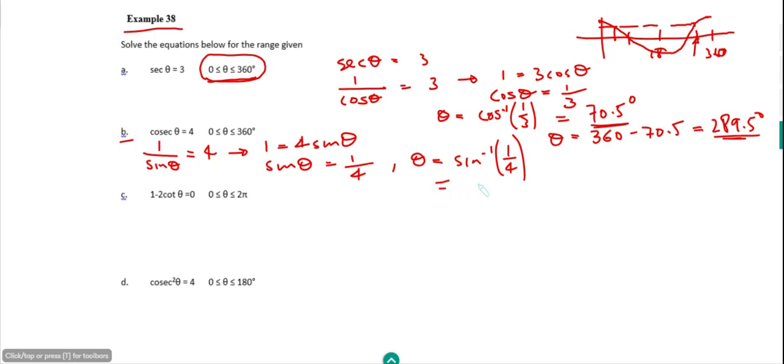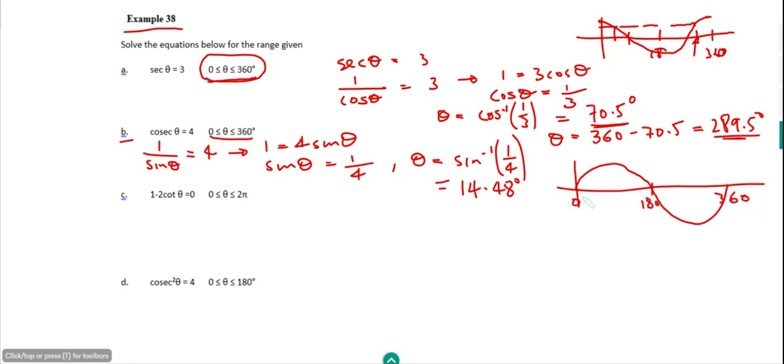If we then find that value, the calculator will give us 14.48. And because we're looking for values in a range, we need to draw the graph again. The sine graph looks like this: 0, 180, 360. The value our calculator's given us is this one, 14.48. But in our range, we've got another solution, which is here. By symmetry, this solution is 180 minus 14.48, which is equal to 165.52.